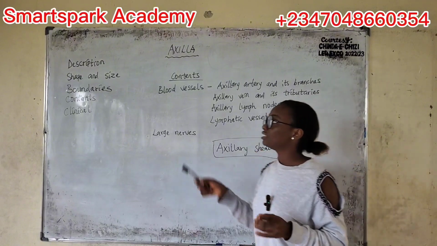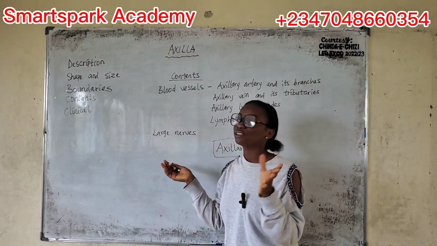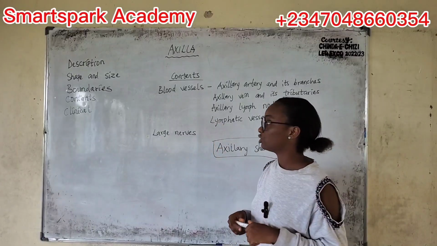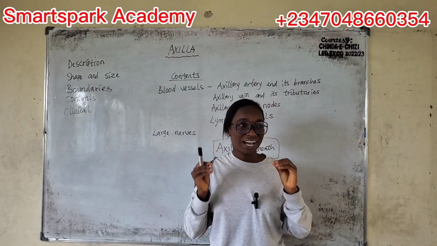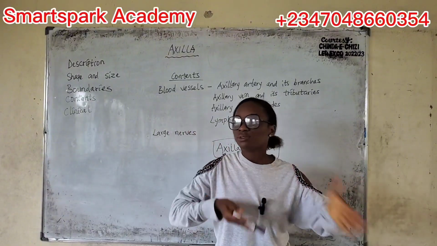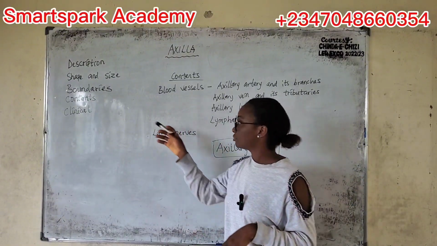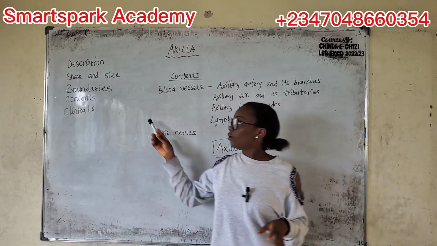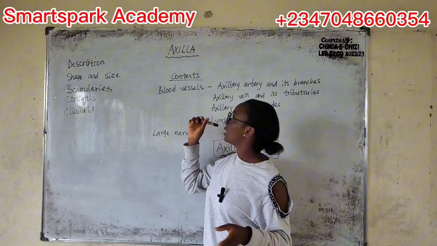Now we are done with the description, shape and size, boundaries, and contents. Now let's go to the final part, which is the clinicals. Please don't forget that in any anatomy question you're answering, draw. Scribble down something for your lecturer, draw something, it earns you extra marks. Now we want to talk about the clinical correlation of this axilla.